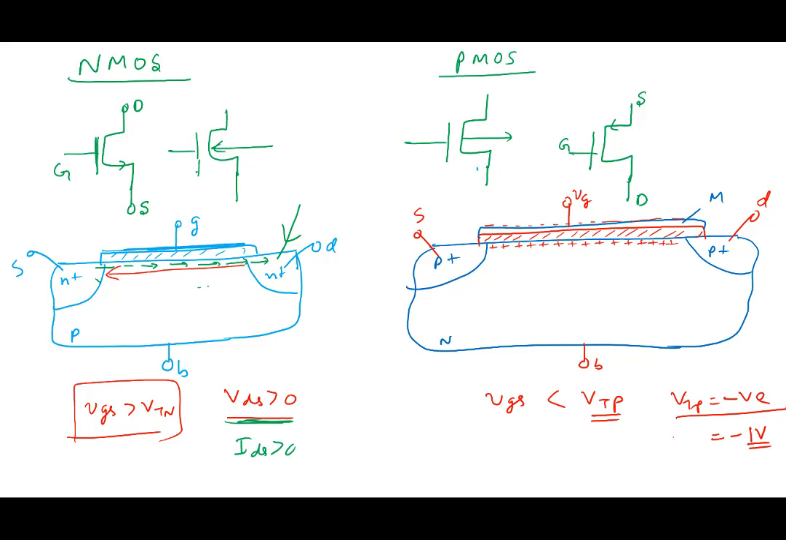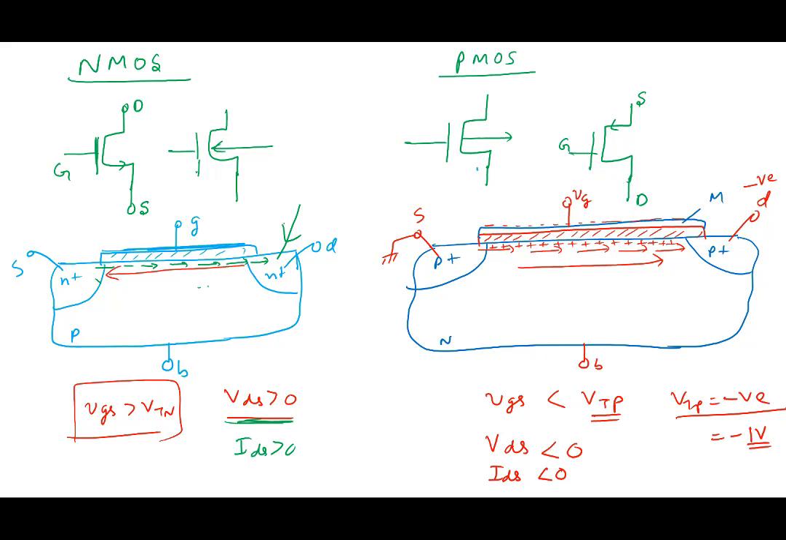Then note that VDS is also negative. We apply VDS less than 0. Why? If this is ground, we apply VD which is negative. When we apply VD negative, the holes start from here and they flow like this. The direction of the holes and the direction of the current flow is also like this. So according to this picture, IDS is also negative.